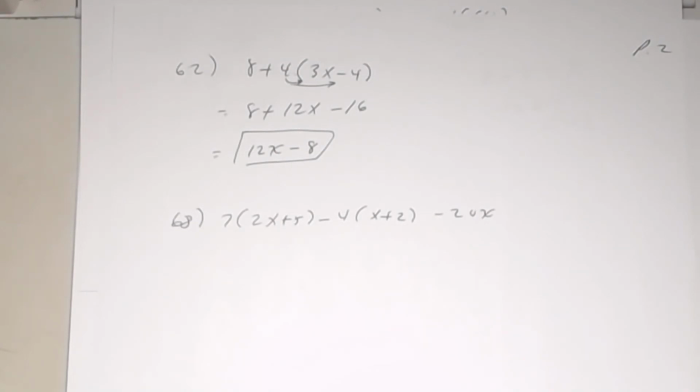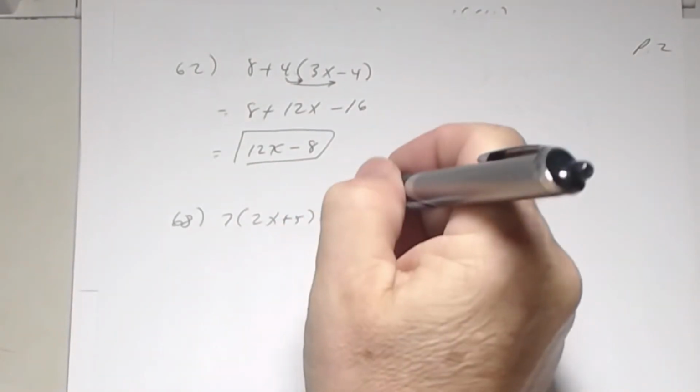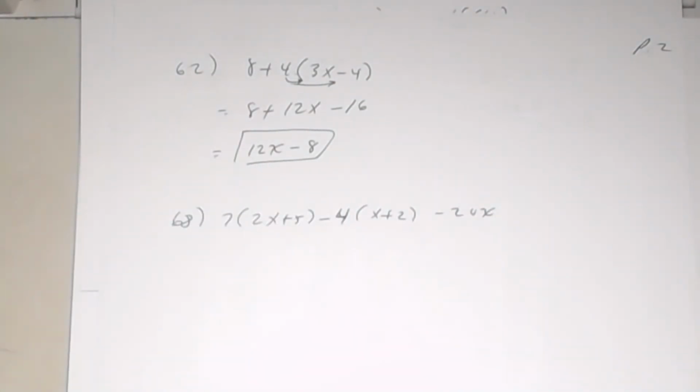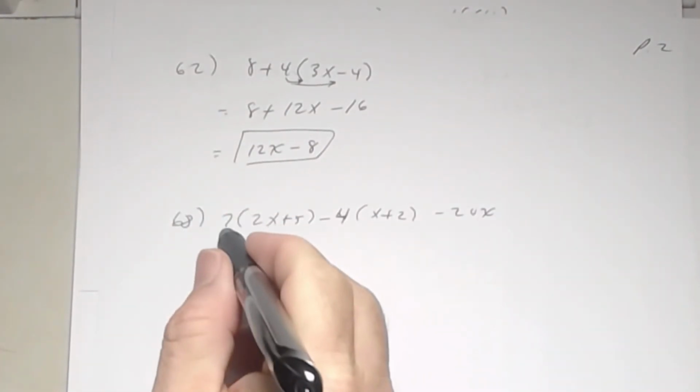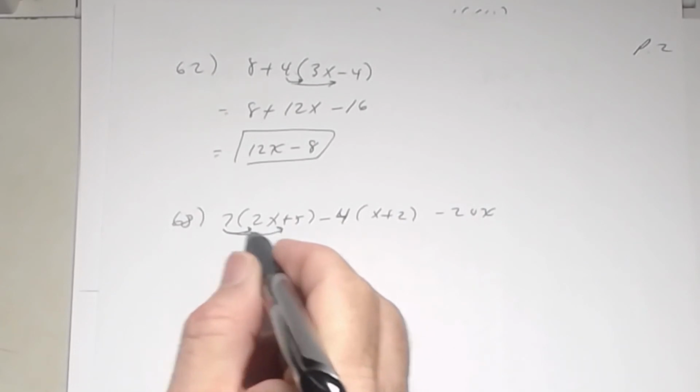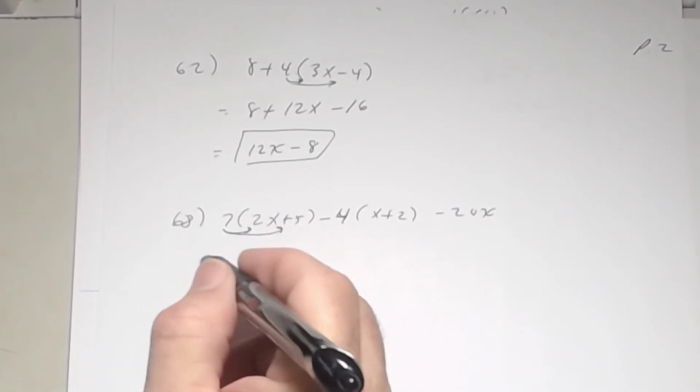7 times 2x plus 5 minus 4 times x plus 2, and then minus 20x. How many sets of parentheses do you see? 2. So how many times do you use the distributive property? Twice. The first one is going to be easy because you're distributing what number? Everything inside the parentheses you have to multiply by 7.